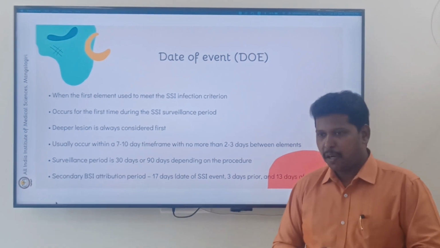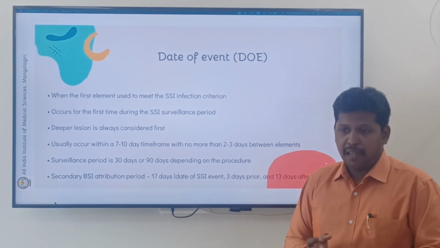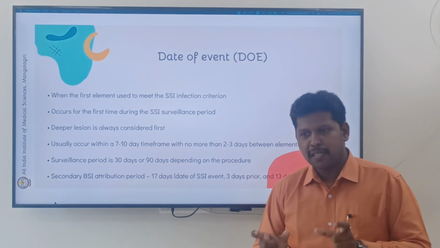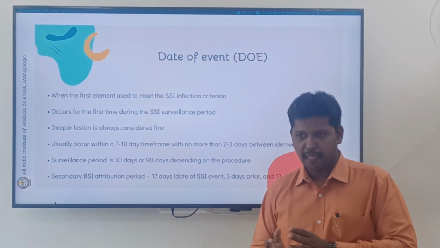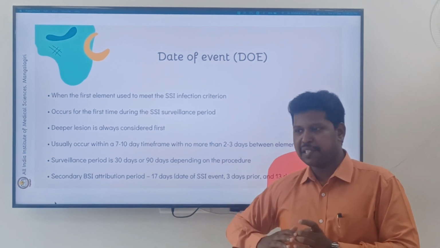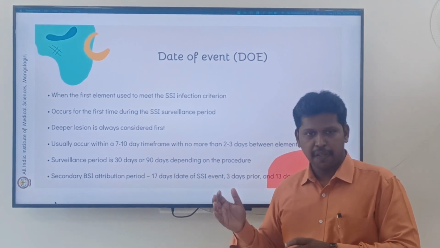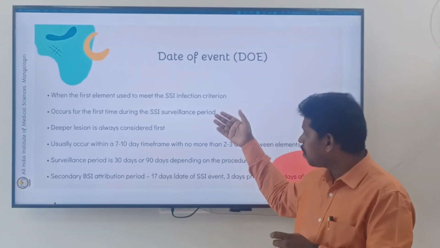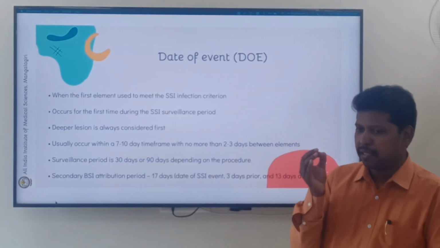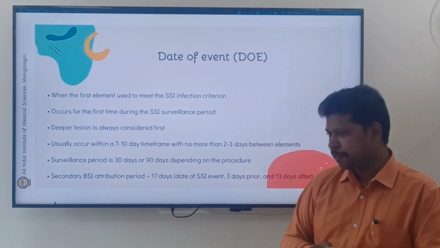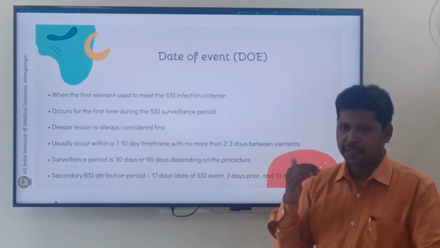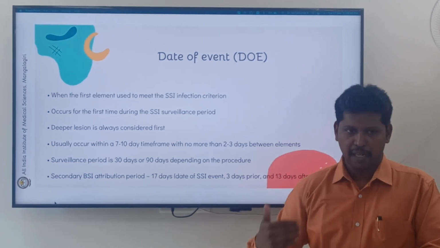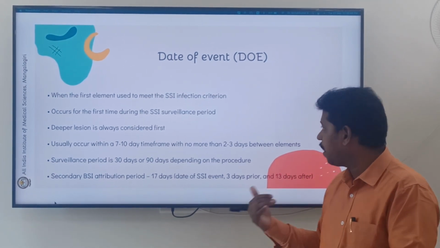So date of event also is quite important here. The mere terminology HAI means after 2 days of hospitalization. But here the hospitalization does not matter. The date of event solely depends on the date of surgery and the other criteria. It does not depend on the date of admission into the hospital. So the surveillance period starts from the date of surgery. From the date of surgery, we start surveillance of the patient for 30 days or 90 days, depending on the type of surgery.